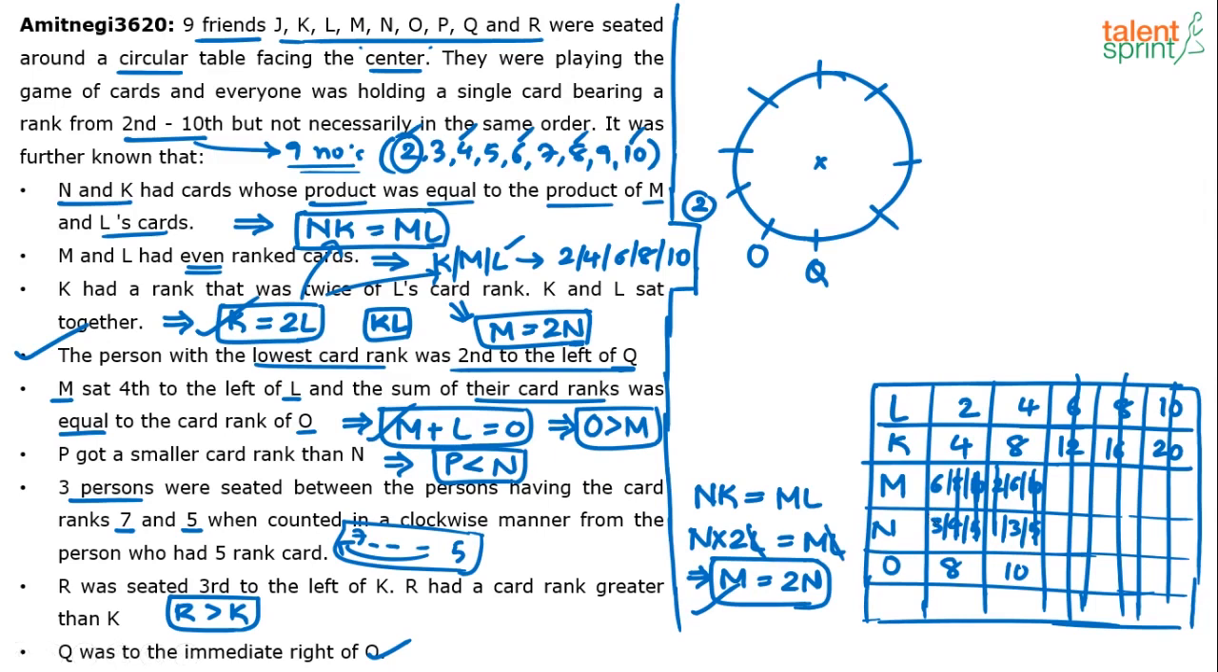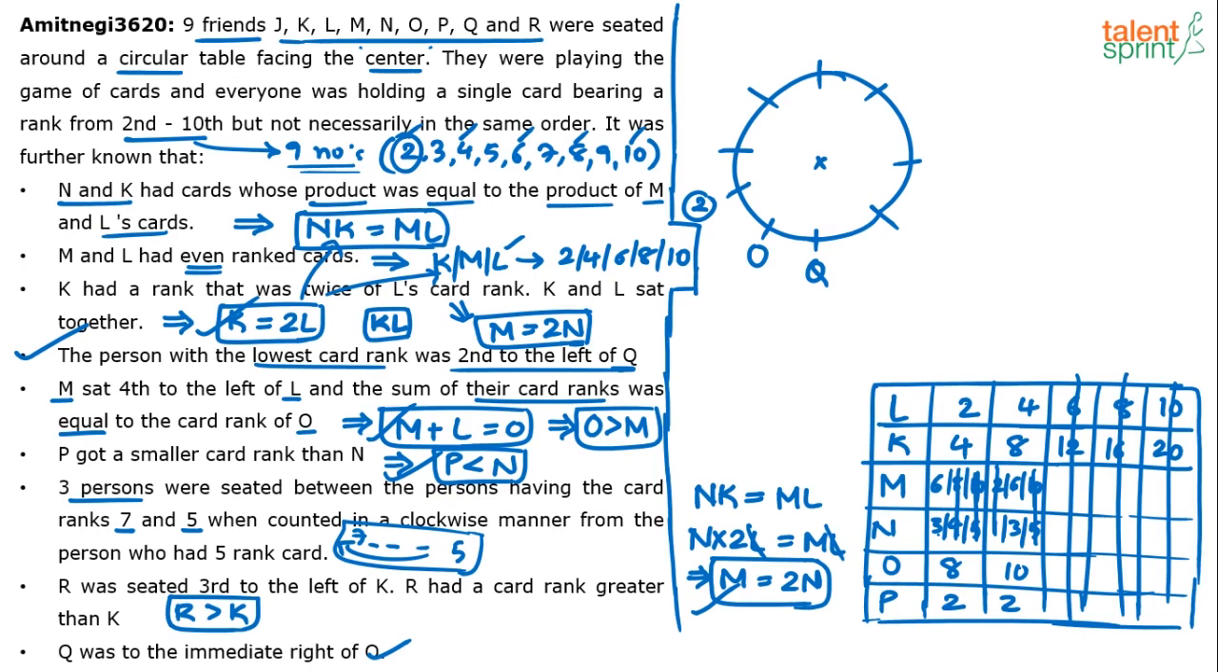Find out P. What can be P? See, I think P is less than N, right? We know that P is less than N. N is equal to 3 in both the cases, and the only number less than 3 is 2. So P is equal to 2. That is also fixed. If N is 3, P has to be 2. There is no other choice.